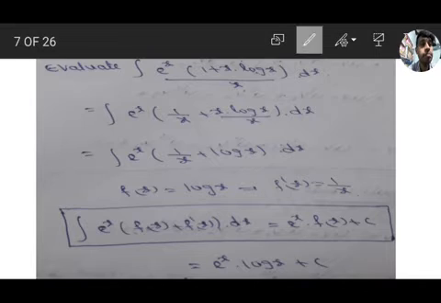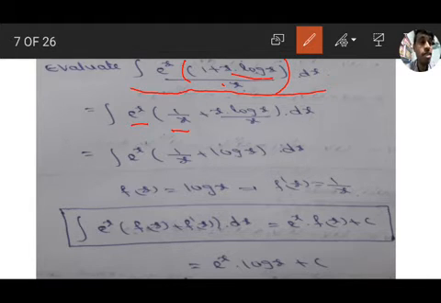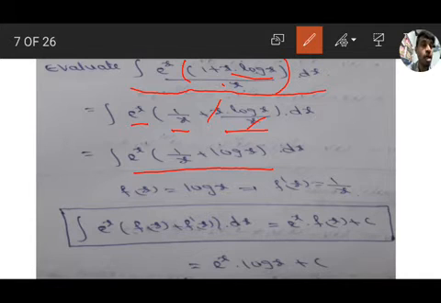Next, evaluate integration e to the power of x into 1 plus x log x by x dx. Here, except e to the power of x, I am simplifying this term 1 plus x log x by x. Separating the division: e to the power of x into integration 1 by x plus x log x by x. Here x cancels, we get integration e to the power of x into 1 by x plus log x dx. Therefore, here let f of x equal to log x and f dash x.